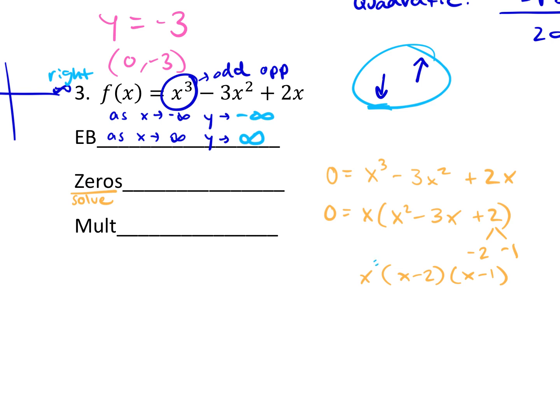To find our zeros, we set each one of these equal to 0. Don't forget about that x that we took out in the beginning. So x is equal to 0 is one of our answers. X is equal to positive 2 and x is equal to positive 1. So our zeros are going to be 0, 1, and 2.